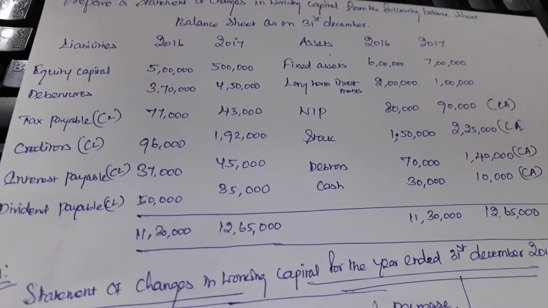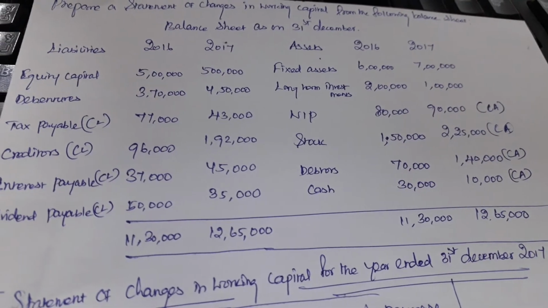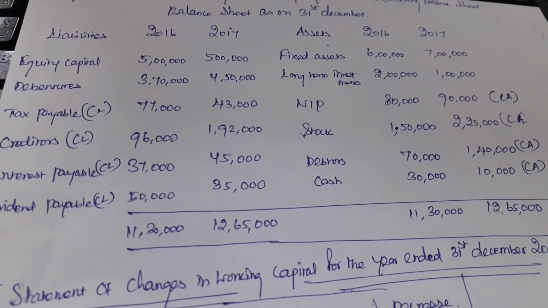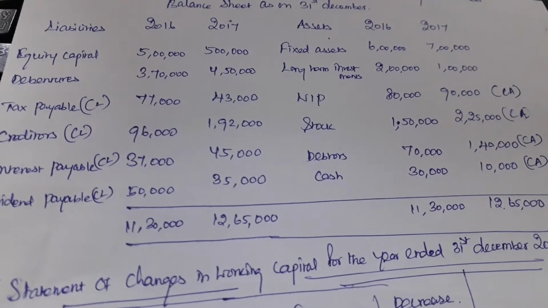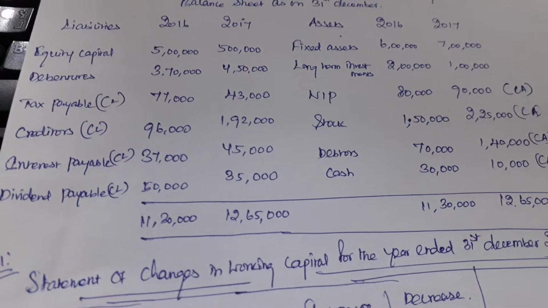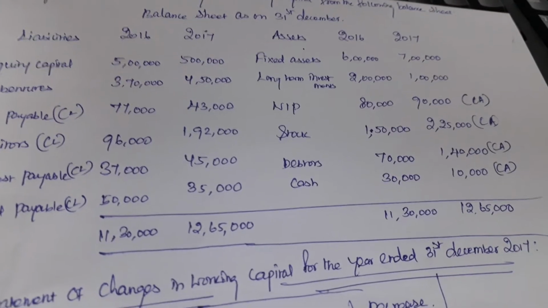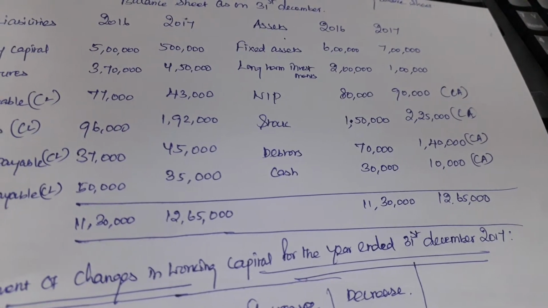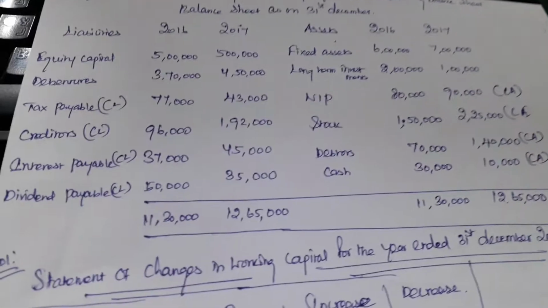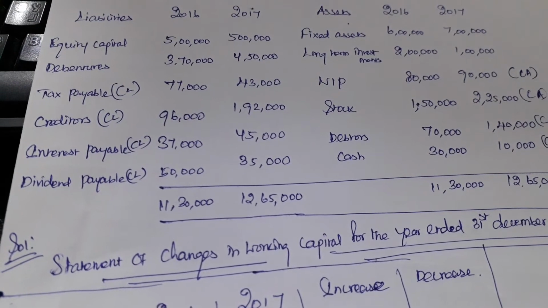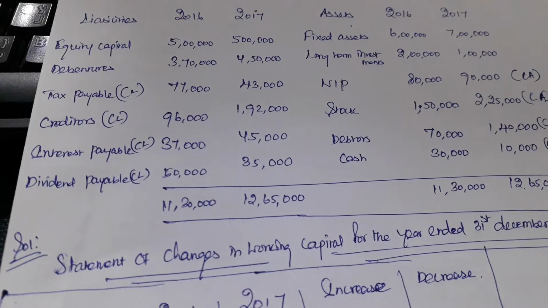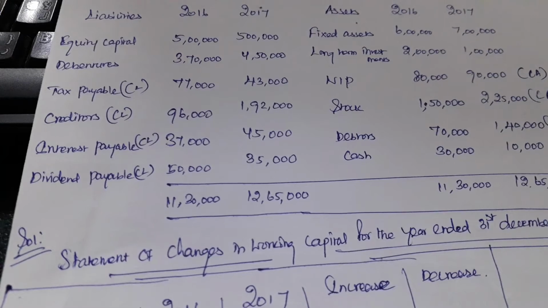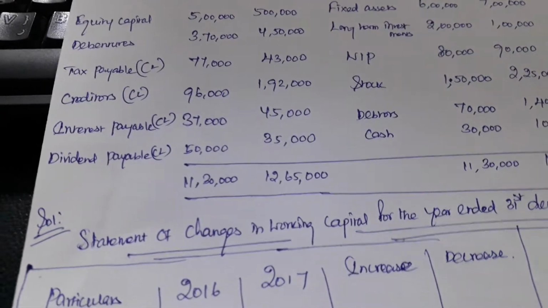Before solving the problem, we need to identify which items come under current assets and which under current liabilities. On the asset side, we have the current assets, that is work in progress, stock, debtors and cash. Whereas on the liabilities side, the current liabilities are tax payable, creditors, interest payable, as well as dividend payable.